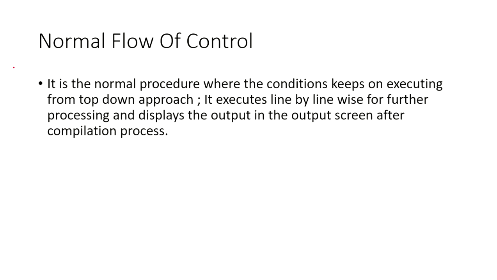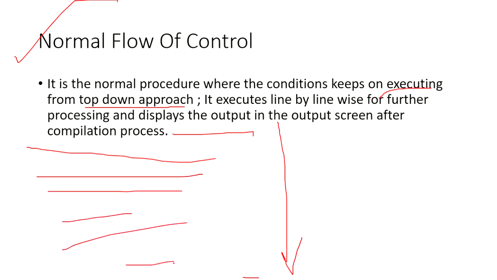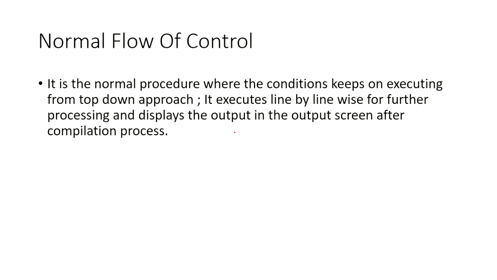So normal flow of control, let's discuss it. It is a normal procedure where the statements keep on executing in a top-down approach. Top-down means from top to down. The program always follows the top-down approach. It executes line by line. If you write a Java program, it reads the first line, then the second line, third, fourth, fifth, sixth, like that. This is how Java performs its actions. Got it?